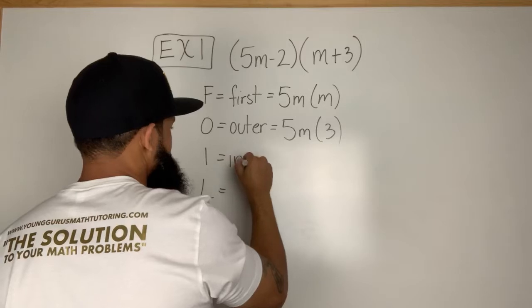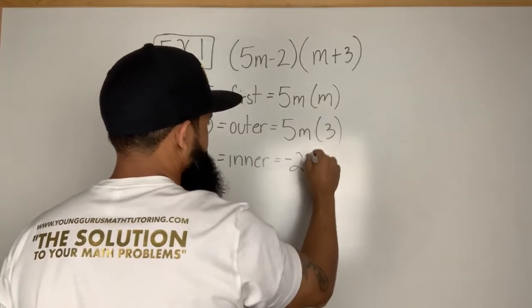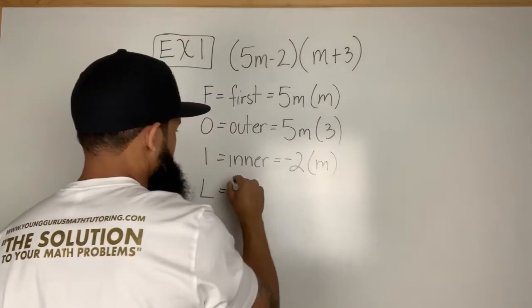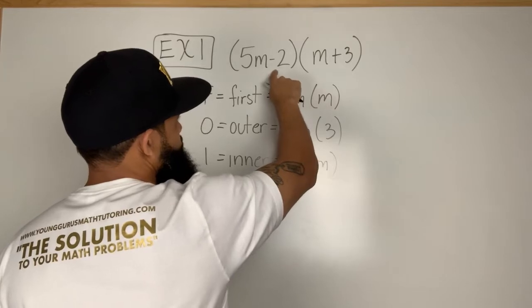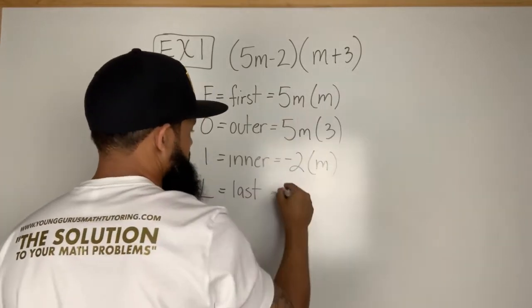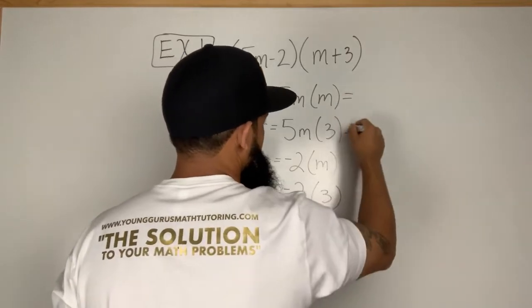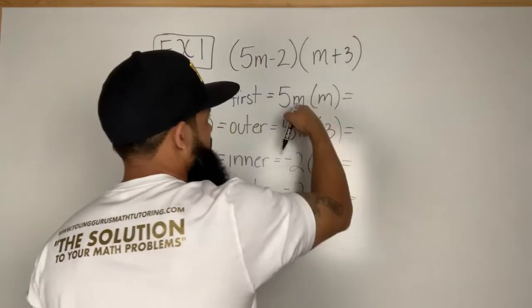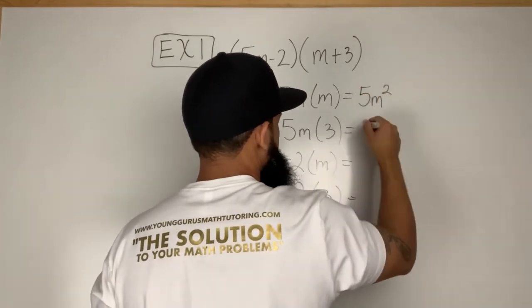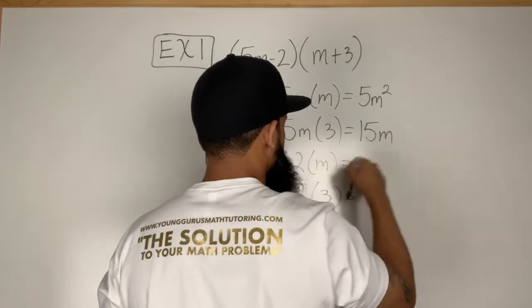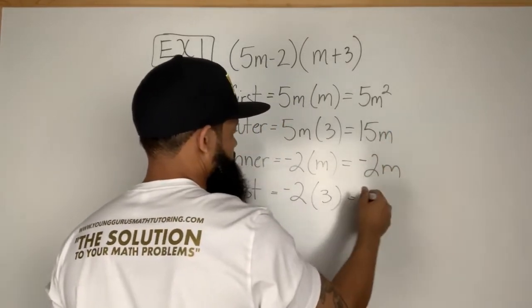Inner, I'm going to take negative 2 times m. And then the last, that's what the L stands for, the last term in each parenthesis, so negative 2 times positive 3. Then all I'm going to do is the multiplication. 5m times m is 5m squared. 5m times 3 is 15m. Negative 2m. And negative 2 times 3 is negative 6.